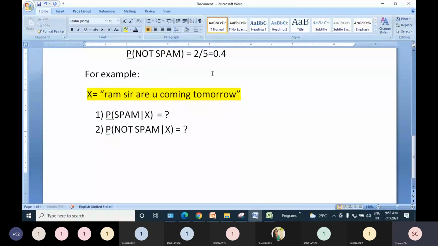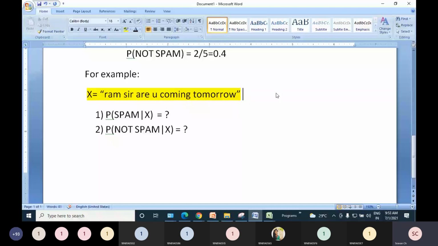Ram sir, are you coming tomorrow? Right. So I try to store it in X so that in my future representations it will become easy for me to write. So now what I need to tell is, if I get an email and if that mail contains this kind of message, "Ram sir, are you coming tomorrow?", now I need to decide whether this mail is spam or not spam. That is our task, right?